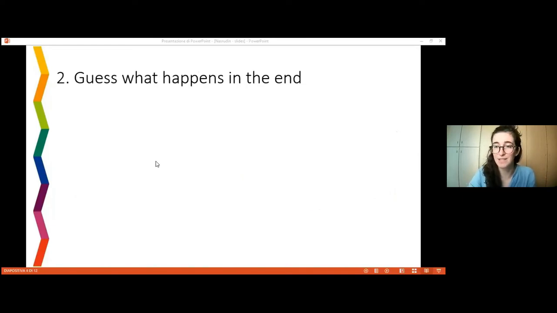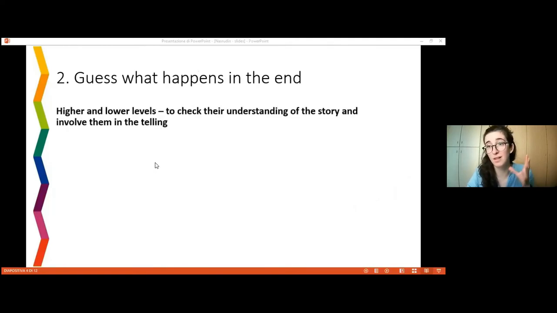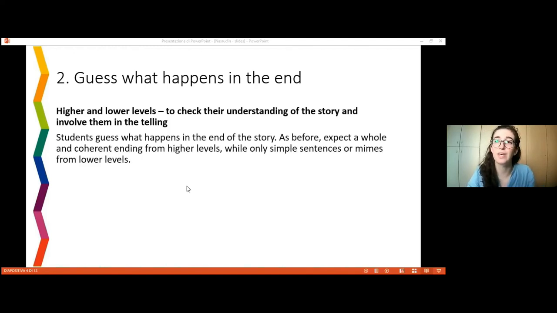Then the second activity that I asked you to do was during the storytelling. In the middle, almost at the end of the story, I stopped and I asked you to guess what happened in the end. Again, this activity is doable both with higher and lower levels for what you can expect from your students. And why do we do this activity?